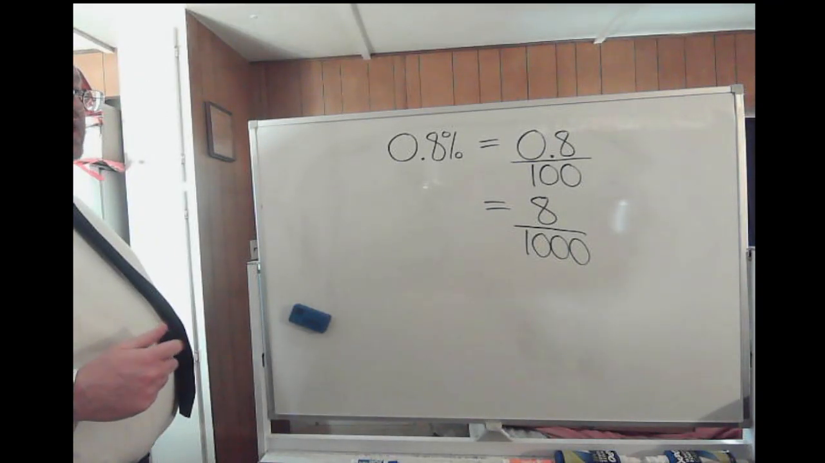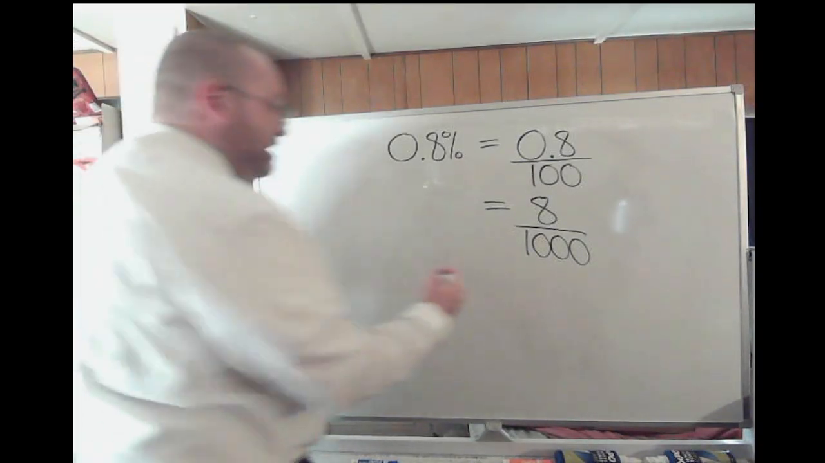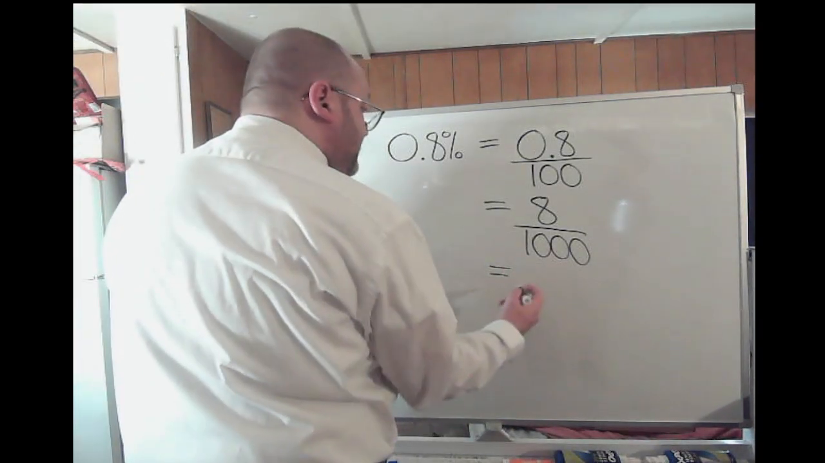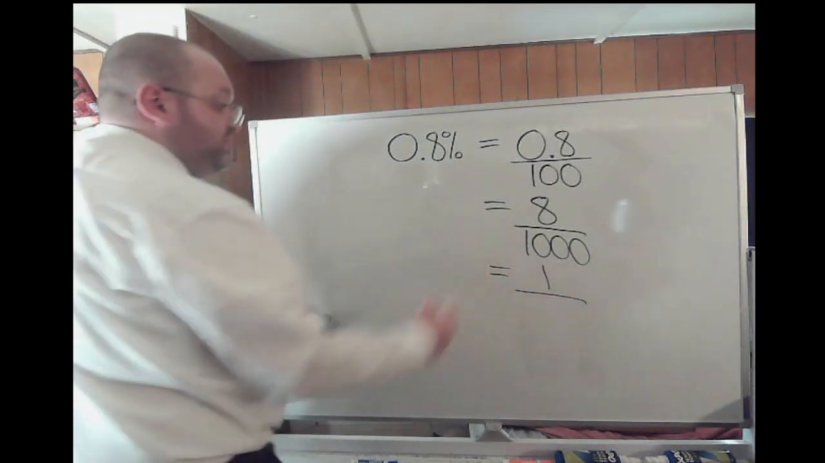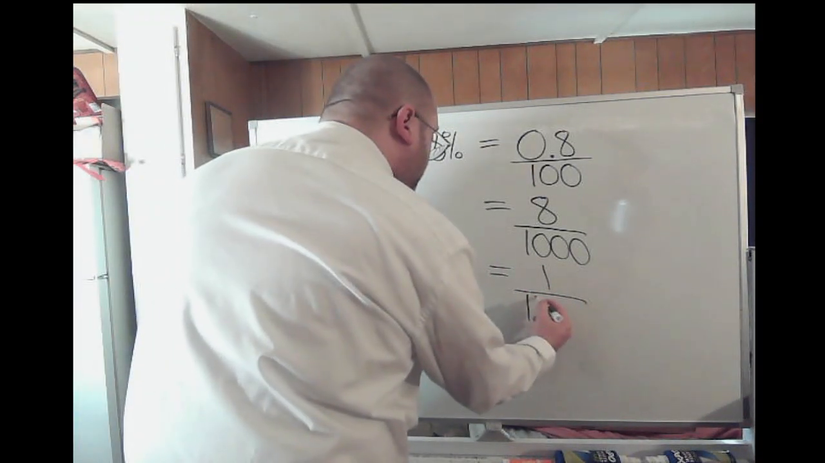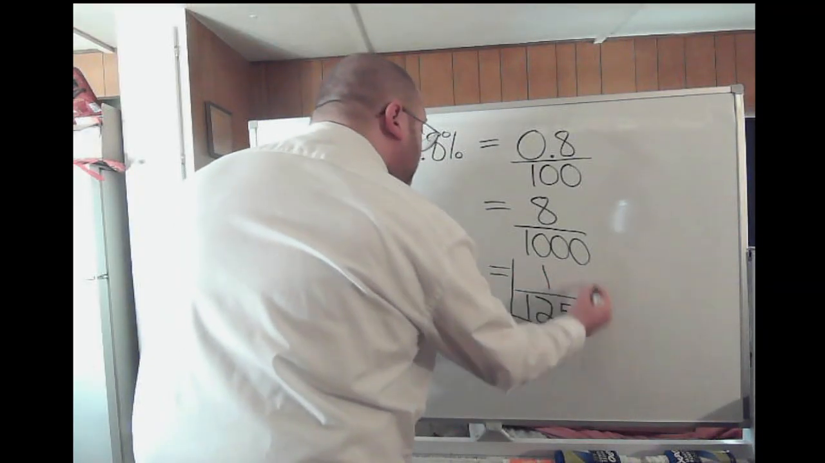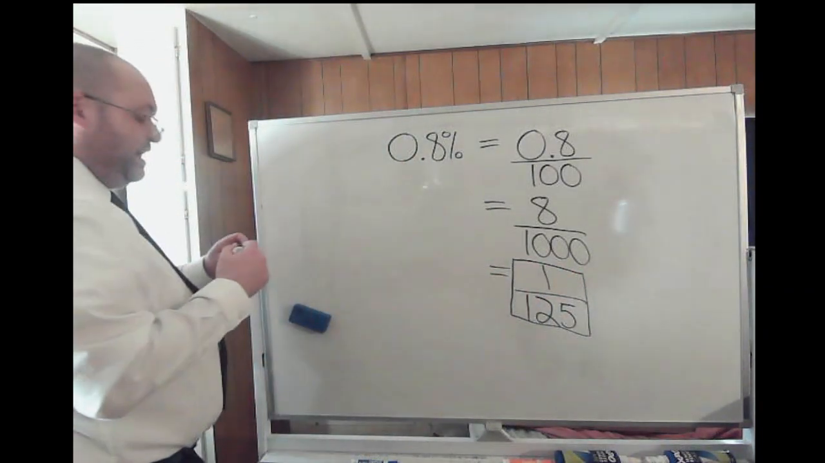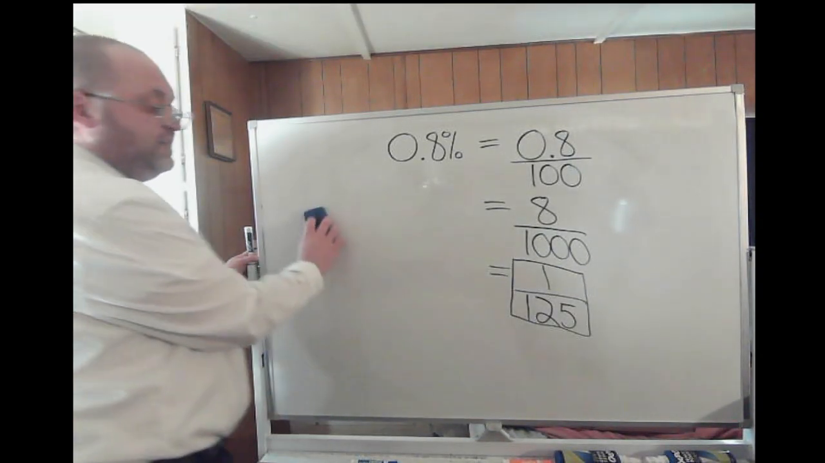Both of them, 8 is a factor of 1,000. So between 8 and 1,000, you have a common factor of 8. You divide 8 by 8, you get 1. Divide 1,000 by 8, you get 125. So your fractional answer is going to be 1 out of 125, or 1 over 125. That's exactly what you would get.